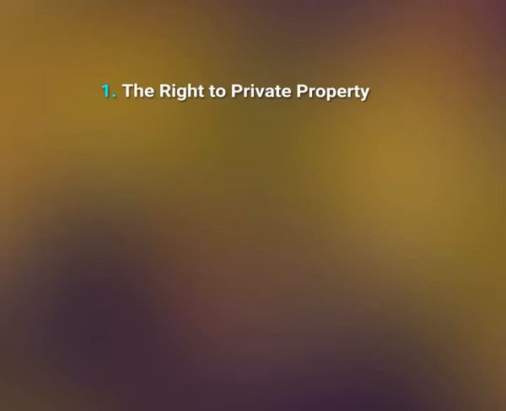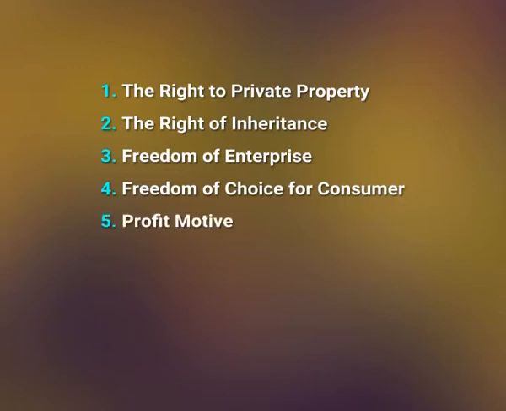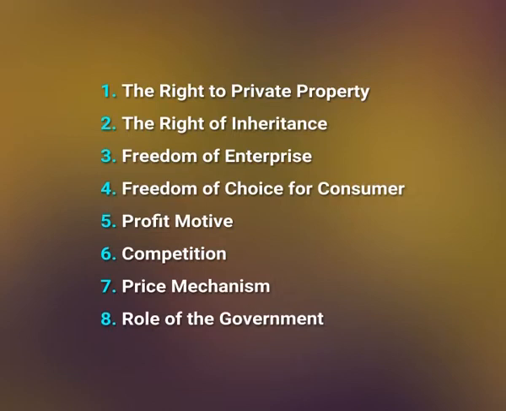The first one is the right to private property. Second feature is the right of inheritance. The third one is freedom of enterprise. Fourth one is freedom of choice for consumer. Fifth is profit motive. Sixth is competition. Next is price mechanism. Next is role of the government.